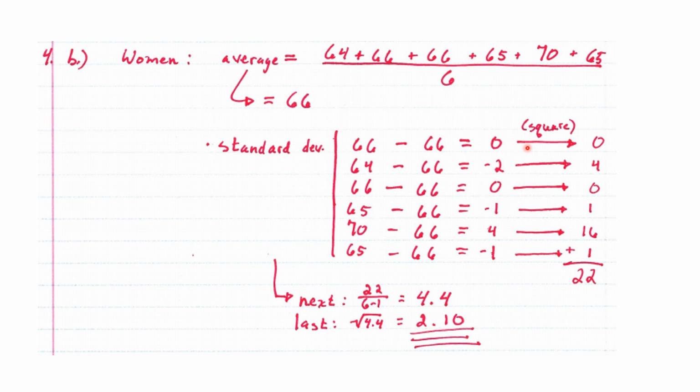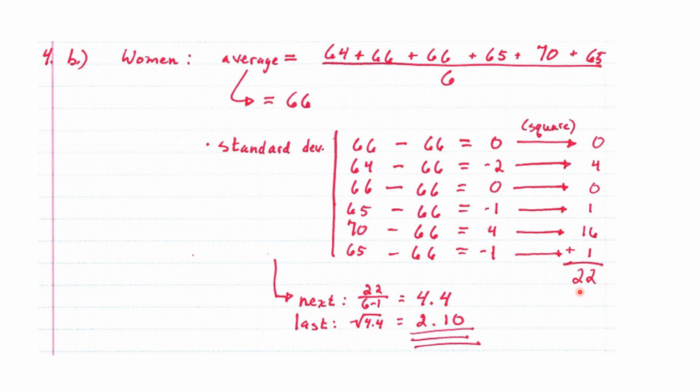0 times 0 is equal to 0. Negative 2 times negative 2 is equal to positive 4. Remember that every one of these squared deviation scores is going to be positive. That's the whole reason why we're squaring them to begin with, to get rid of all negative numbers. All right, so we've squared each of them, and after we square them, we add up all of these squared deviation scores to get our sum of squared deviation scores, or our sum of squares, which is 22.